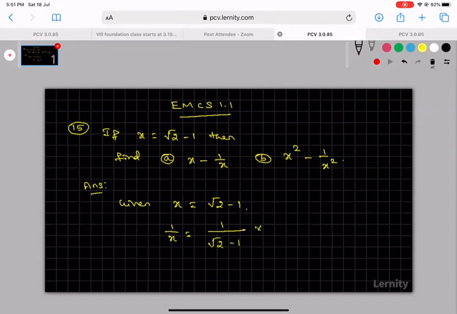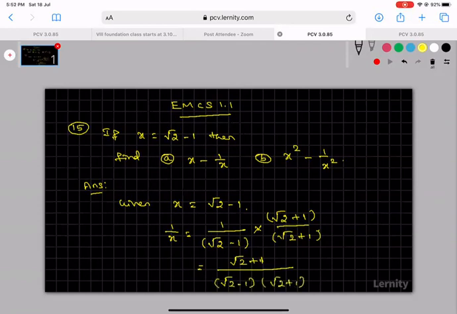So multiply and divide by the conjugate of root 2 minus 1, which is root 2 plus 1, divided by root 2 plus 1. Okay. So here you see the numerator, 1 into root 2 plus 1, we will get root 2 plus 1. Okay. And the denominator, you see this is root 2 minus 1 into root 2 plus 1.